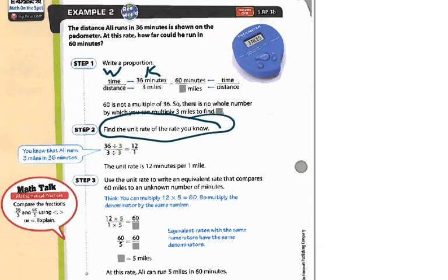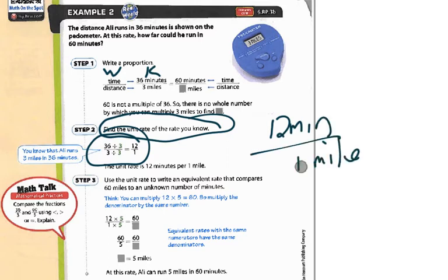And you guys already know how to do that. We can't just look at going from 3 to we don't know and 36 to 60 because 36 and 60 are not those friendly numbers, okay? So what you're going to do first is find the unit rate. They're showing you here, we're going to take 3 and divide it by 3 to get 1 and 36 and divide it by 3 to get 12. So now we know that it's going to take him 12 minutes to run 1 mile.